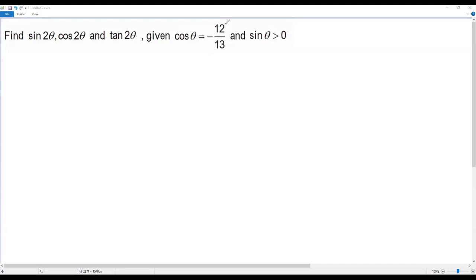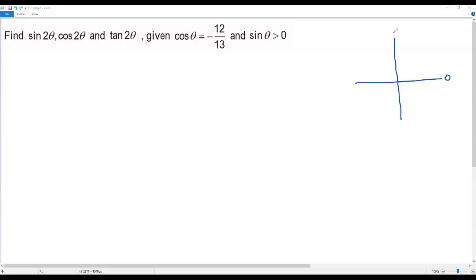So here the value of cosine theta is negative and the value of sine theta is positive, that is greater than 0. So whenever cosine is negative and sine is positive, the terminal side of the angle measure theta is in the second quadrant. Okay, let me draw the four quadrants over here.